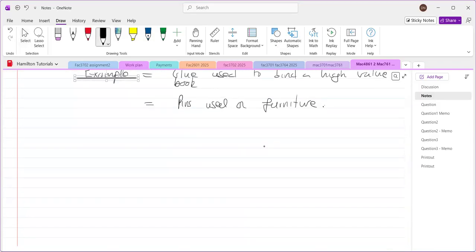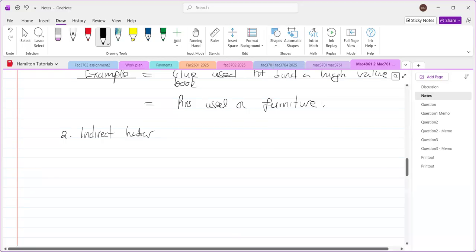Right, let's go to direct indirect labor. Indirect labor, usually these are shared costs. So the indirect labor, usually we are talking about the labor of production support.